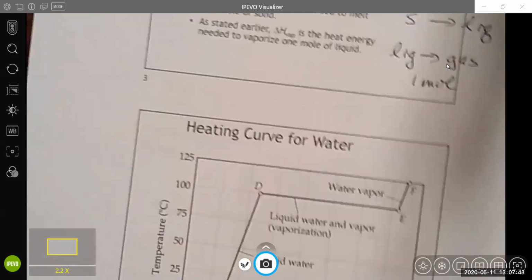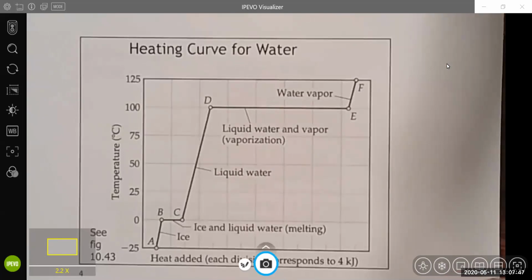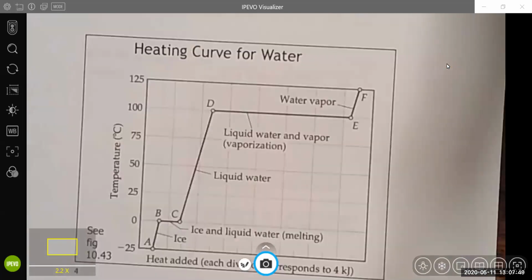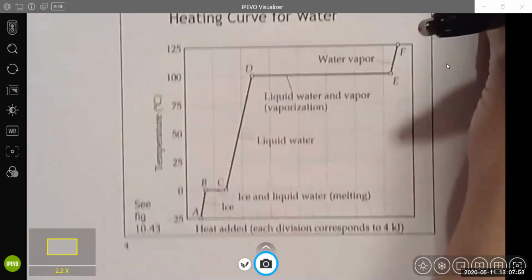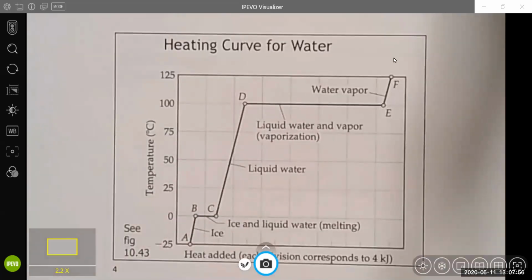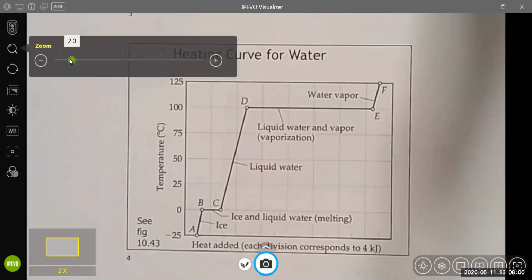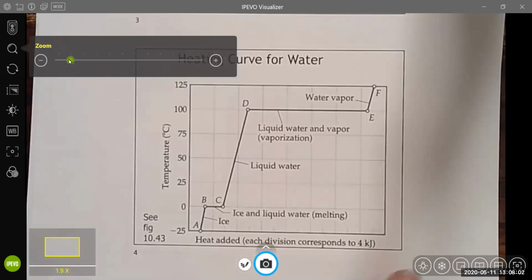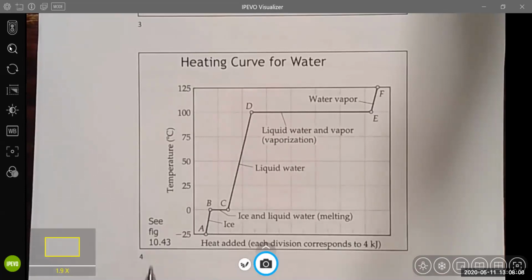Slide this up a little bit. Okay, so there's a heating curve for water, okay? And there's one similar to this in your book. Slide this a little bit more. I'm going to zoom out just a little. Hold on one sec. See it better. There we go. Okay. So there's one in your book, figure 10.43. You want to look at that one.